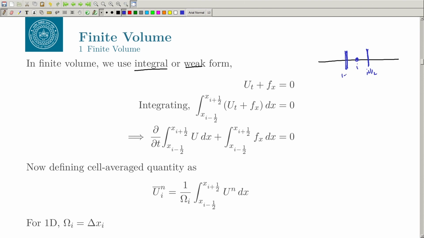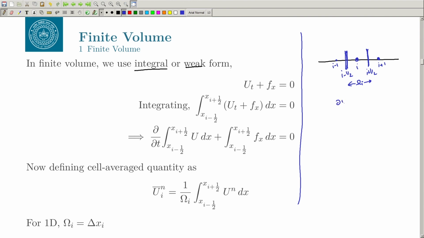And then you have cells here, I plus 1, I minus 1, and this is my omega I. Okay. Remember this picture. So, what are we going to do? We are going to basically integrate our equation.